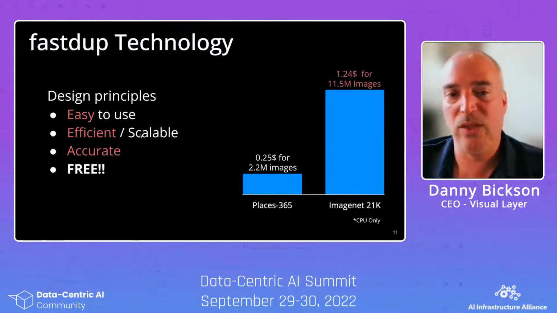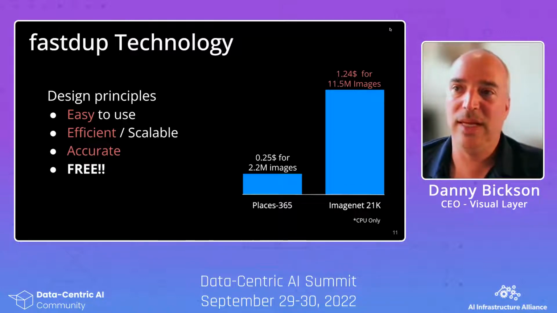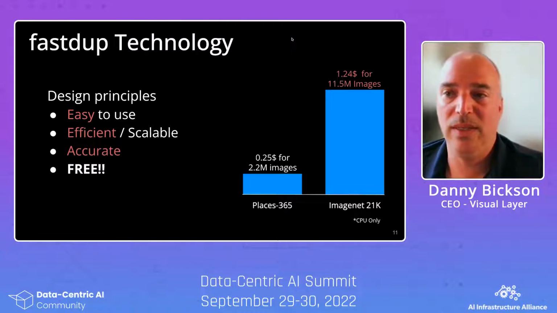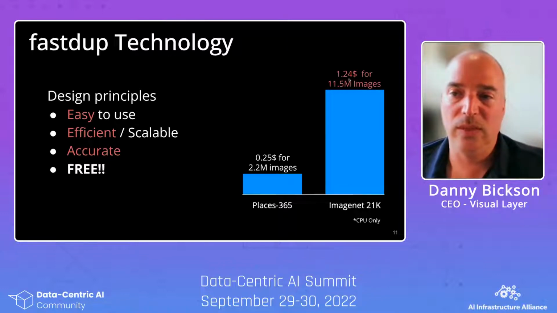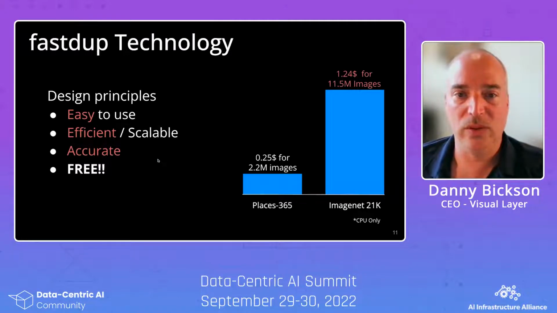So FastDup was designed to be super easy to use. It's a Python package. You just do pip install fastdup, so it's easy to get started. It's efficient in the sense that we can scale to tens of millions of images in a couple of hours. In this example, for the full ImageNet, it takes us around $1 EC2 cost, which is almost nothing. And it's accurate, which means that we can work and get good results on a variety of datasets, different types of verticals, and we are not tied to a specific vertical. And of course, the tool is free, and you can try it out on your own data.